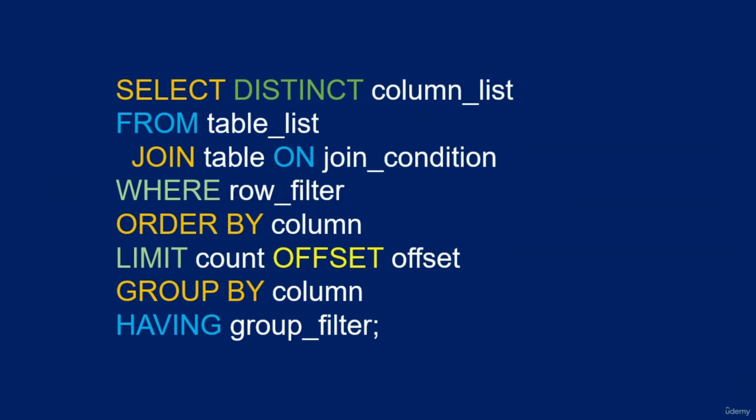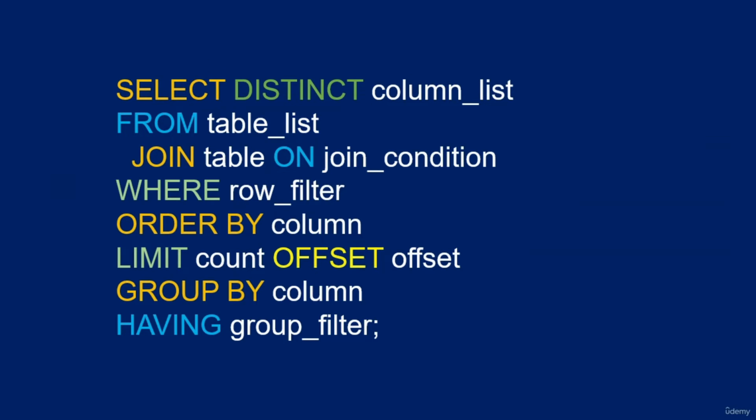For example, the word distinct here means unique. So if you want to retrieve only columns that are unique, you use distinct. The from here: in all select statements, you must always have a from. The from is where you identify the table that you are trying to query the data from.